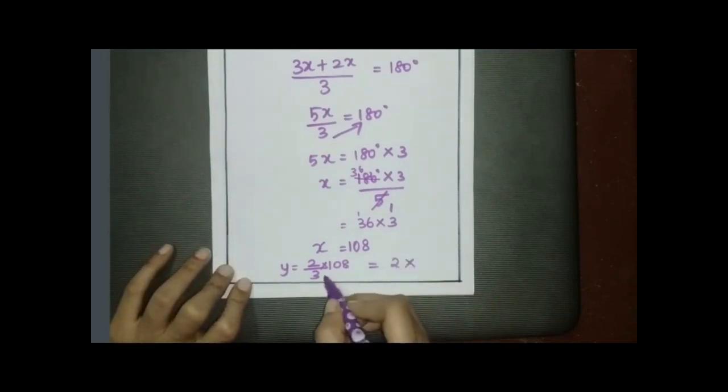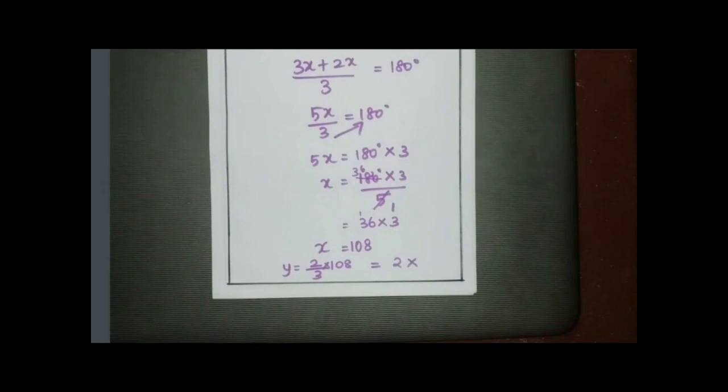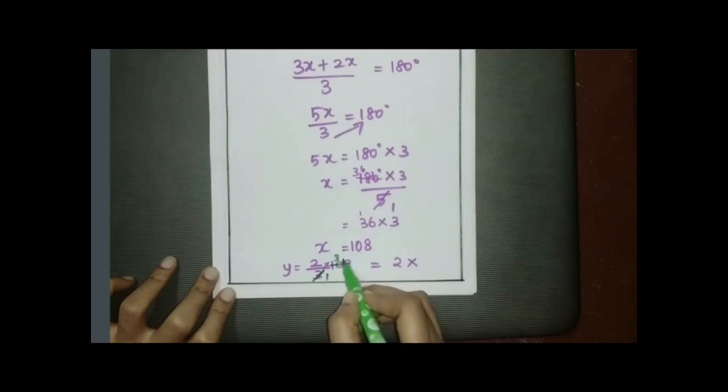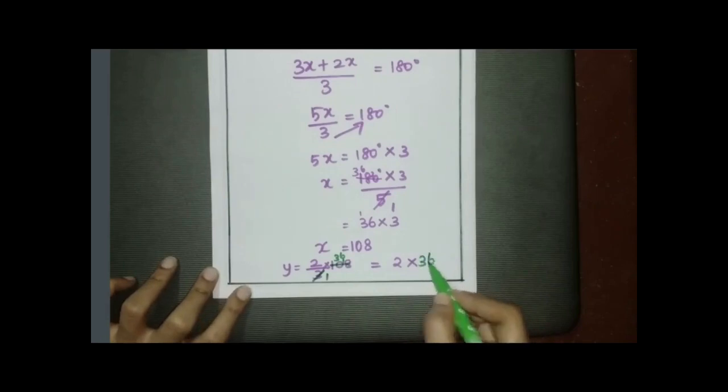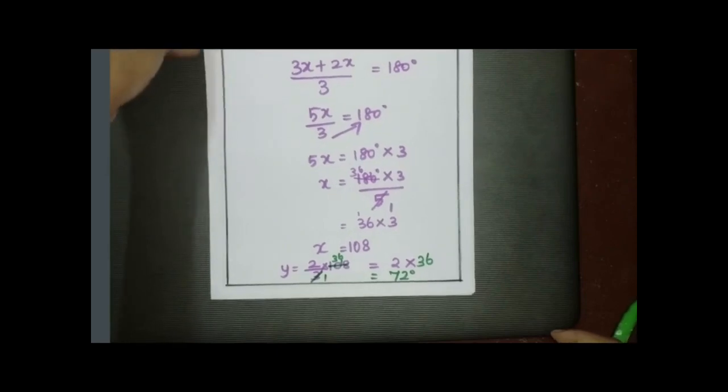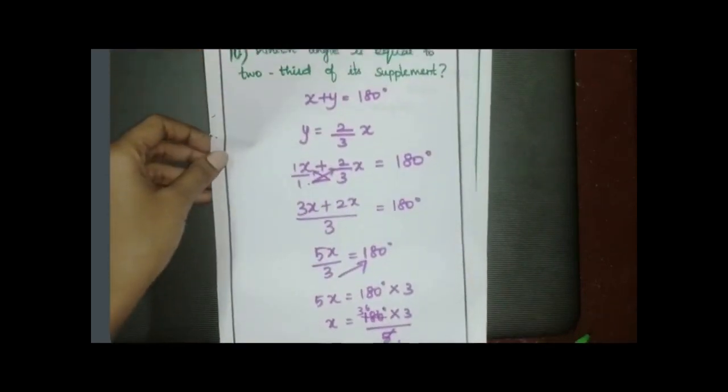2 into 1 3s are 3, 3 3s are 9, remaining 1. So 18, 6 3s are 18. So 2 into 36, I will get 72 degree. So what is the answer? 72 degree. Is it clear? Okay, move on to the next problem.